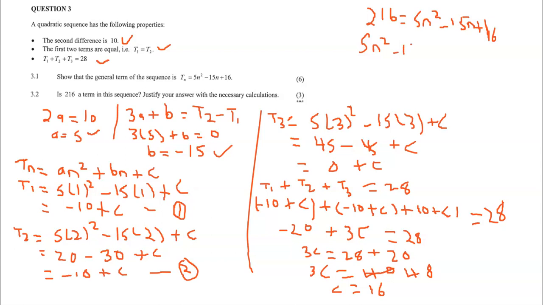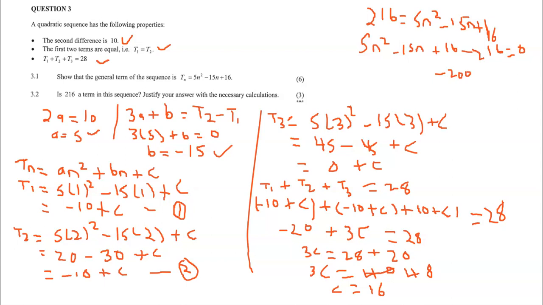plus 16 minus 216, because a quadratic sequence must have a, b, and c. So this whole thing would be equal to 0. And then you just need to go and simplify the numbers. 16 minus 216 will be negative 200. So this side will be negative 200 now.